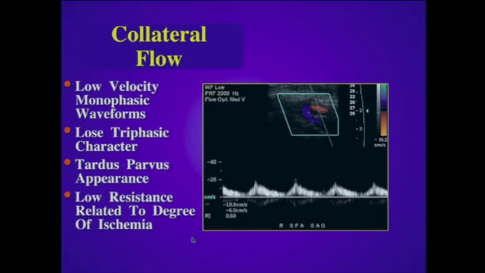Here's an example of a collateral obtained in a patient with underlying occlusion. Notice again the classic tardus parvus appearance with a slow rise to peak systole and damped velocity. So the hallmark of collateral flow are low velocity monophasic waveforms with a tardus parvus appearance. These arterial waveforms lose their triphasic character and again are related to decreased resistance from distal ischemia.